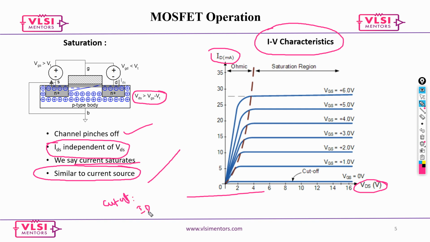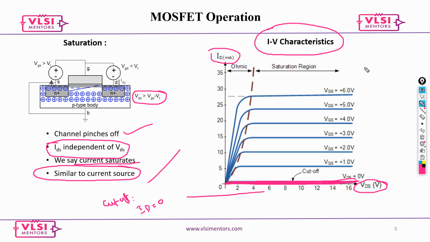What is the ID in cutoff? Zero. It is zero. So what this means is your cutoff is in this region, because your ID is zero. So when the transistor is in cutoff, your ID is basically zero. So this is the area where you will have the current, because ID is zero.